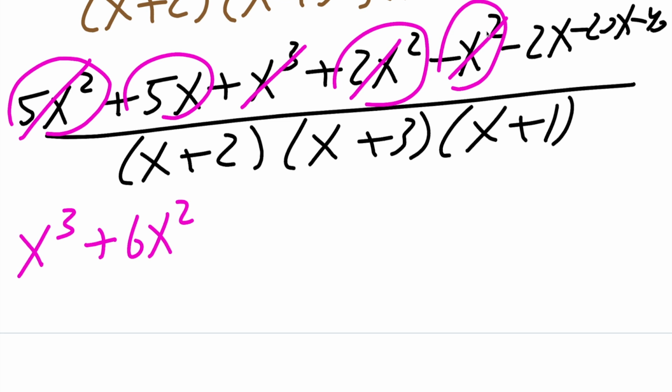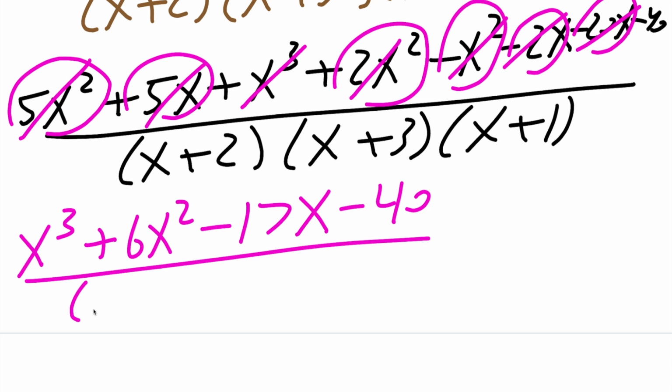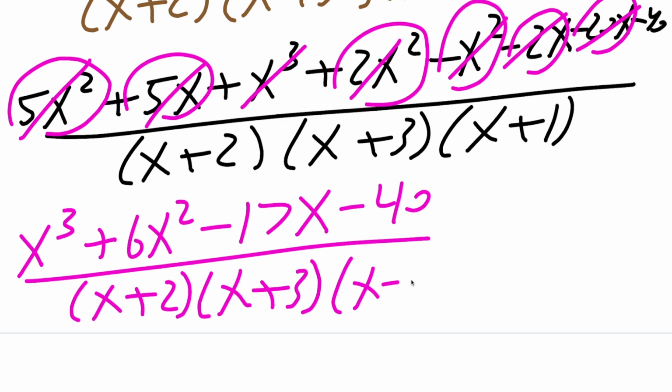Now we have 5x, a negative 2x, a negative 20x. Negative 2 minus 20 is negative 22, plus 5 would give us negative 17x. And let's cross this out so we know we did it. And we also have a negative 40, divided by our common denominator, x plus 2 times x plus 3 times x plus 1.